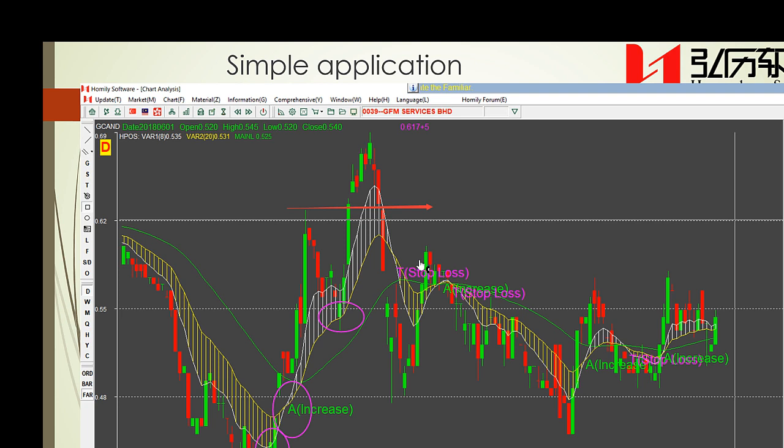So here we can buy it, and then we should be cautious, because here is the resistance. After that, if the price can break out, we can still hold it. And also, if it is far away from the white line, it tends to go back to the white line. So here we should know about this, and then we can decide whether to hold or not.